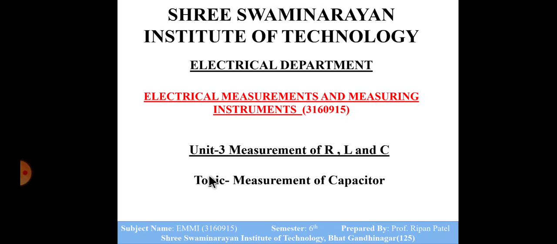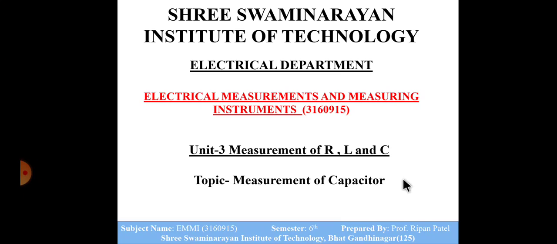Okay, so in the last session we have seen the measurement of inductor, and for that we used different AC bridges. The same thing is here. To measure the value of a capacitor we are using different AC bridges, and the principle mostly remains the same.